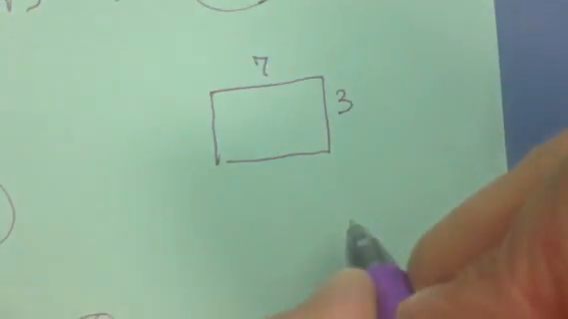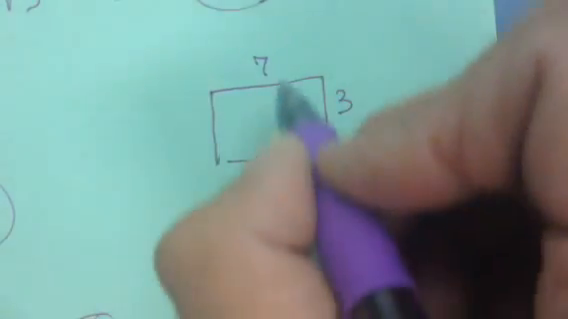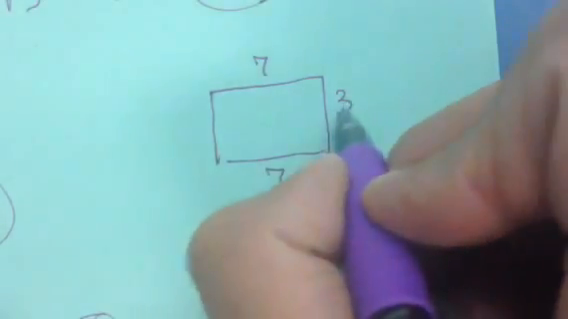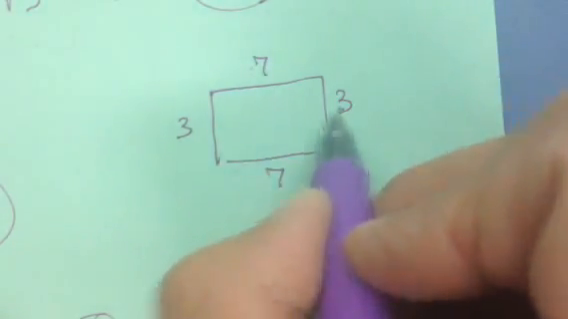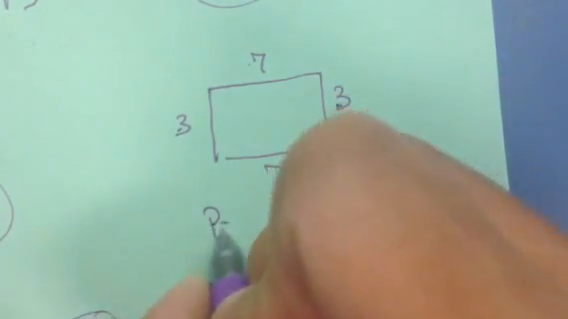If I have a rectangle and this is 7 and this is 3, and I want you to find the perimeter, I want you to add these up. So 7 plus 7 and 3 plus 3, and you add them up. Or I could do 7 and 3 is 10. Here's another 10, and the perimeter is 20.